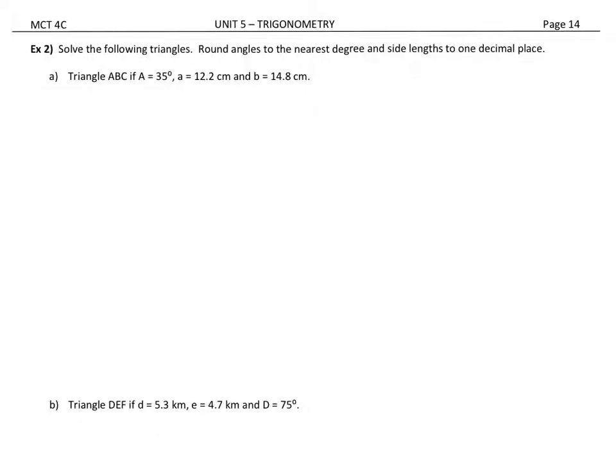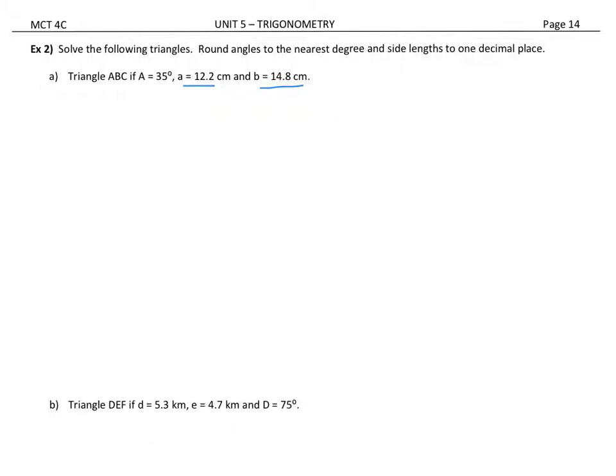We are solving triangles that have potential here to be the ambiguous case. We're going to round angles to the nearest degree and side lengths to 1 decimal place. So first of all, let's check and see, is this a case where we have one solution, two solutions, or no solution? The first thing I'm doing is comparing side A to side B, and since side A is smaller than side B, I do have potential for either two solutions or one solution, possibly even no solution.